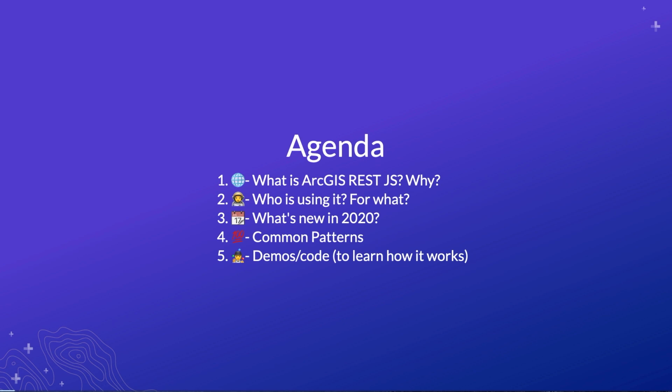So here's an overview of what we'll be talking about today. First of all, just what is REST JS and how and why this library came into being, who's using it, and for what kinds of projects. We're going to talk about what's new in 2020 since the last time we were all together at Dev Summit. And we'll take a look at some common patterns that you'll see when implementing this library in your project. And then we really want to spend the bulk of the time digging into some demos and code, both in browser apps and in Node applications as well, to really see how this library is working and how you can start implementing it in your own projects.